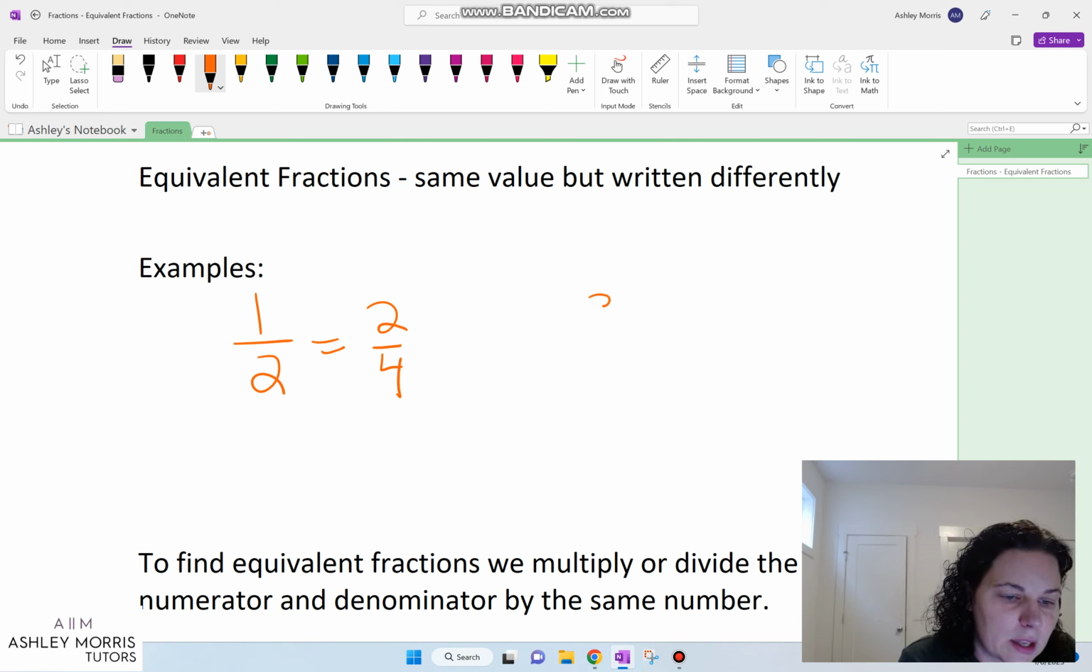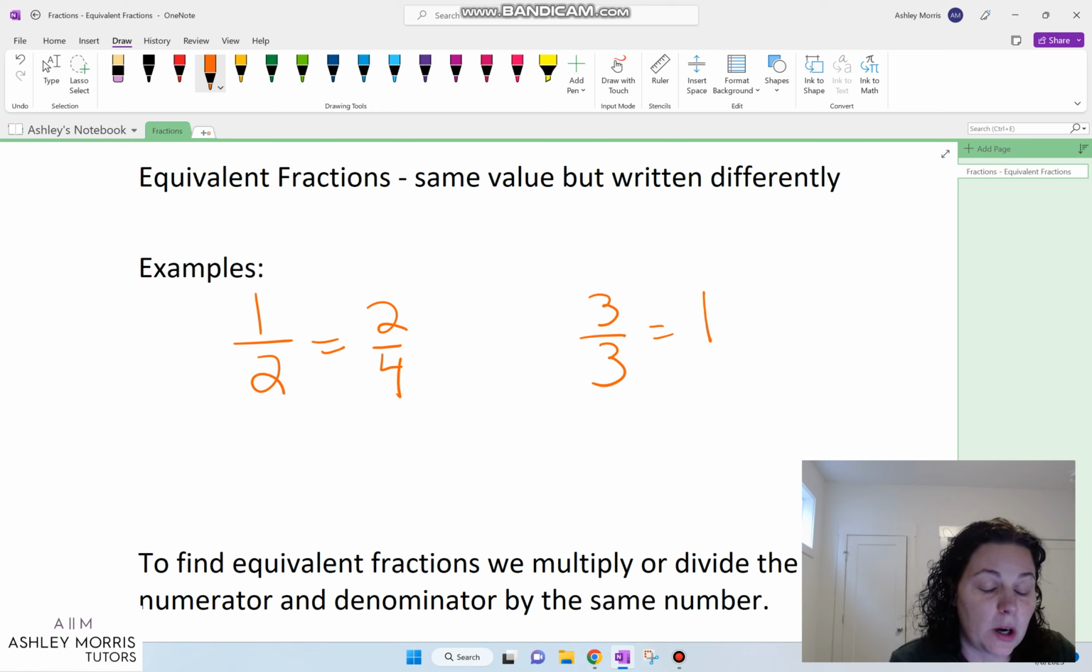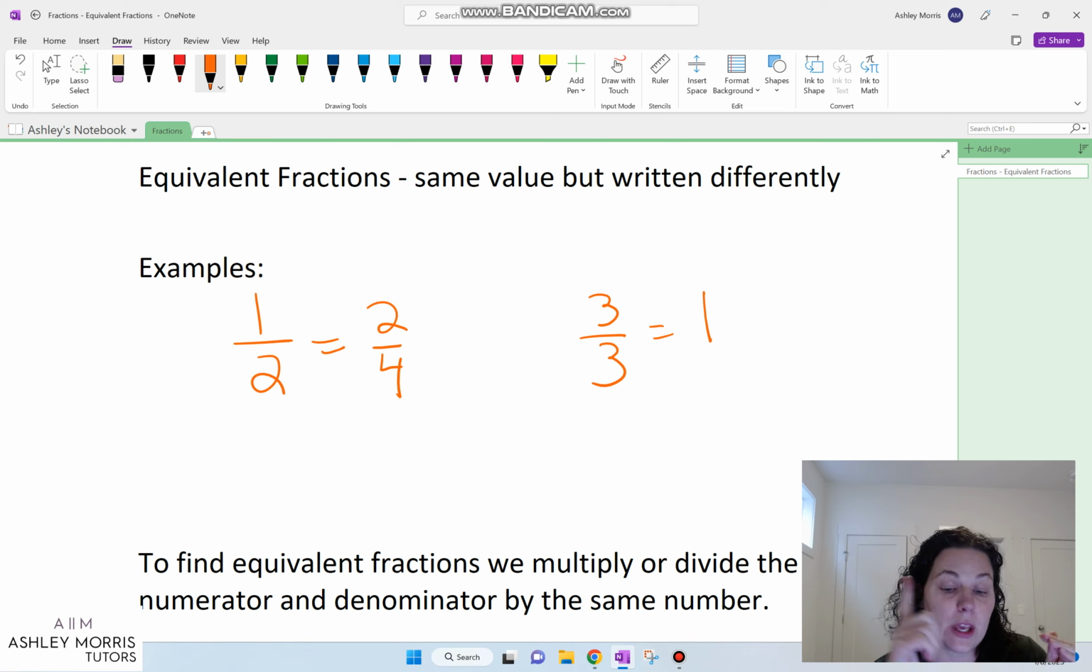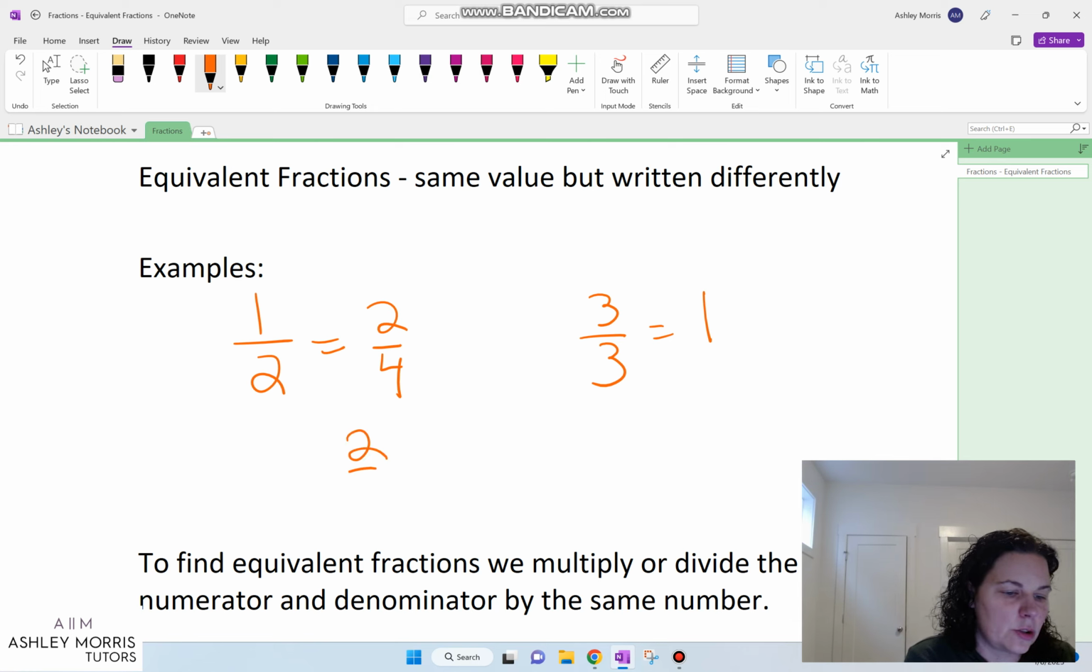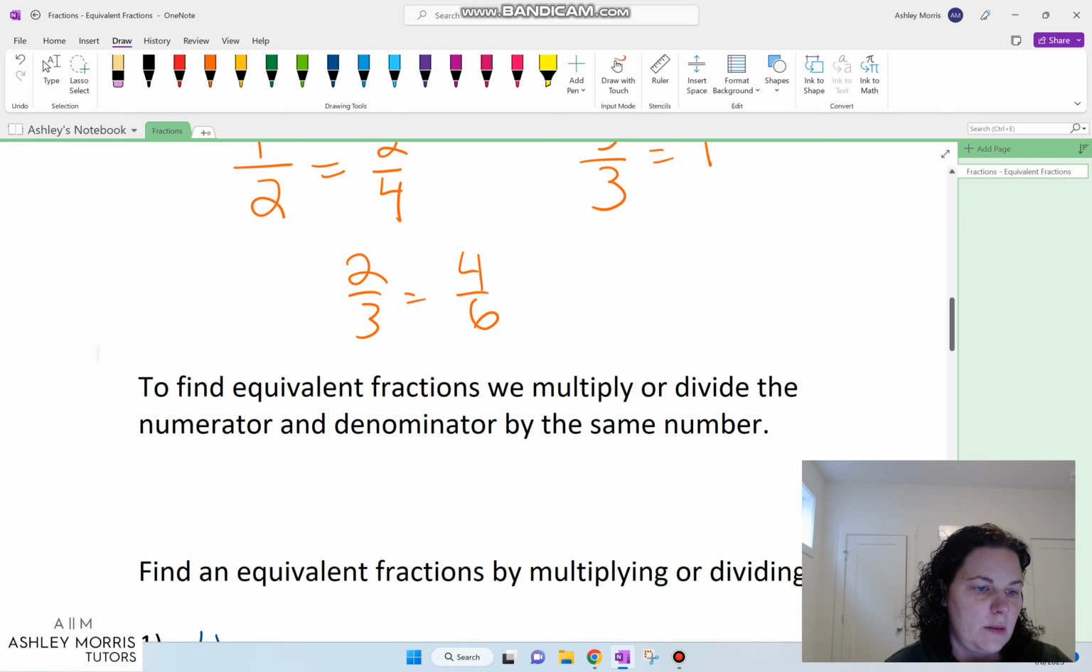Another way is 3/3. 3 out of 3 were shaded. That means the whole bar was shaded, one whole bar. 3/3, 3 out of 3 were shaded. The whole thing, 1 was shaded. Also think about this. 3 divided by 3 equals 1. Remember that bar means divide. You can also do like 2/3 and 4/6. There's so many different things, so many different ones.